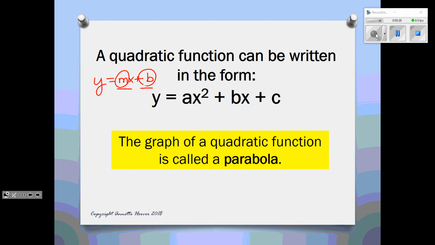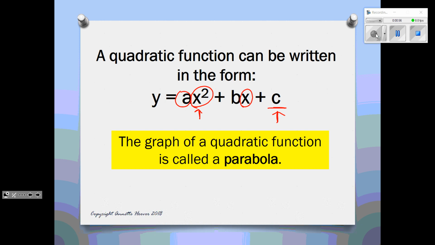We always had two terms on the right side of the equation. In a quadratic function, we're going to have three terms on the right side. One of the terms is going to be x squared. This is what makes it quadratic. Then we'll have an x term and then a constant. This is going to be the y-intercept again, where it crosses the y-axis. Just for your information, the number in front of the x squared, the a, is going to affect how wide or narrow your parabola is.